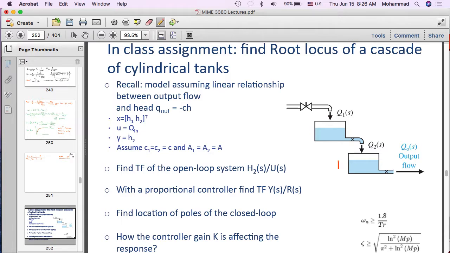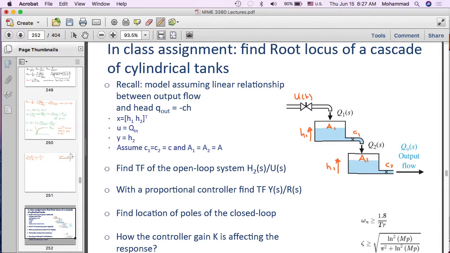So this is H2, this is H1. We want to find a transfer function for the open loop between U of t, the flow that comes to the system, and H2. Please assume that the cross-section area of this tank is A1, C1 defines this orifice, A2 is the cross-section here, and C2 defines the flow rate through the second orifice.